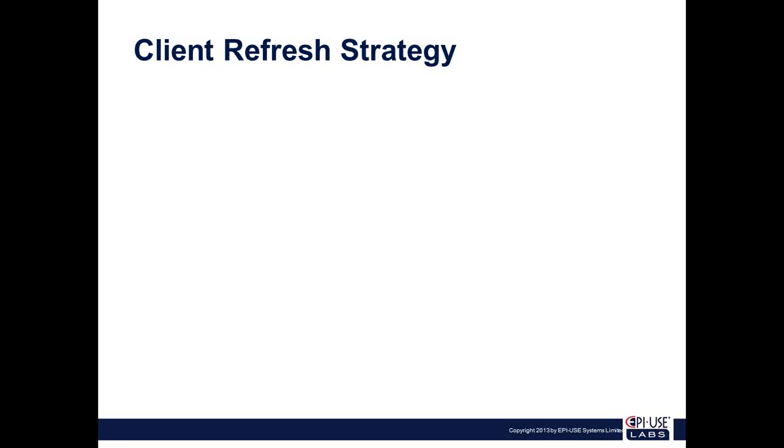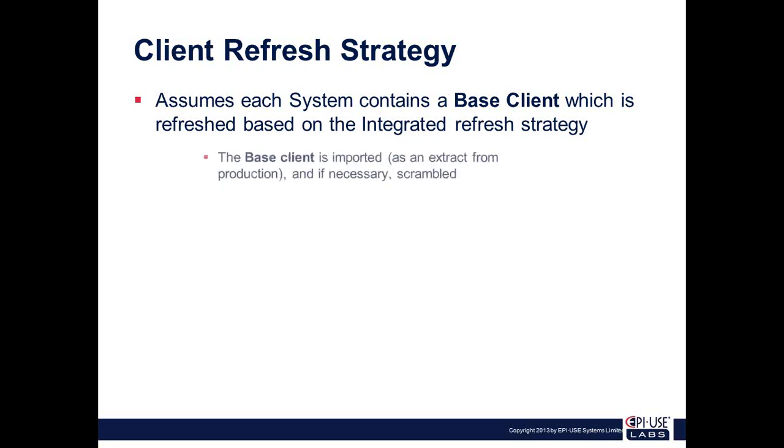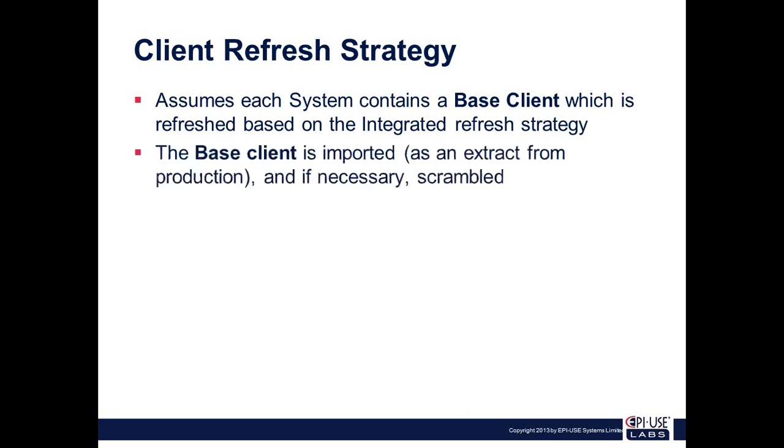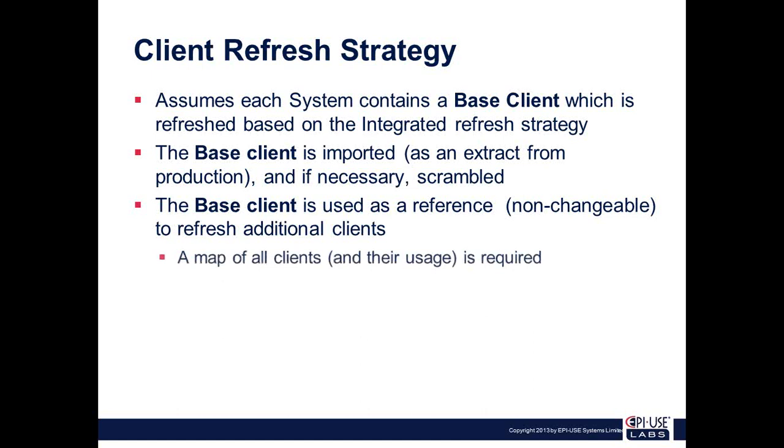Now let's talk a little bit about what happens at the client level. Assuming that each system contains this base client, and this is refreshed based on the integrated refresh strategy we just discussed, this base client is imported and, if necessary, scrambled. It's part of the original extract from production. This base client is used as a reference, and it's non-changeable, to refresh additional clients within that component stack. To do this, of course, we need to have a map of all the clients and their usage, and we talked about that as part of the component landscape document.